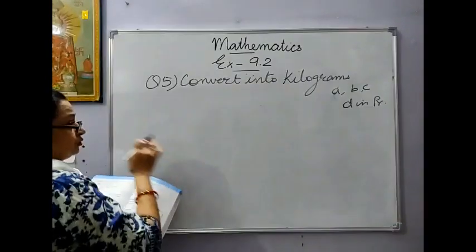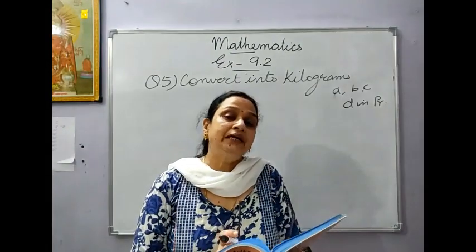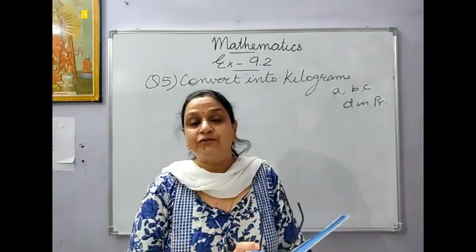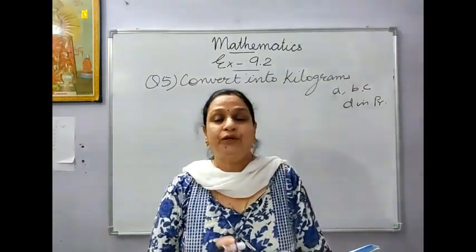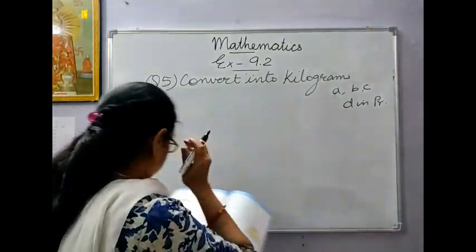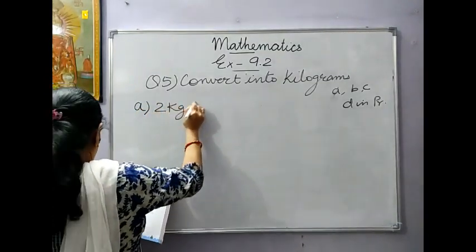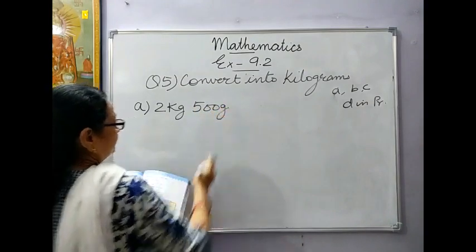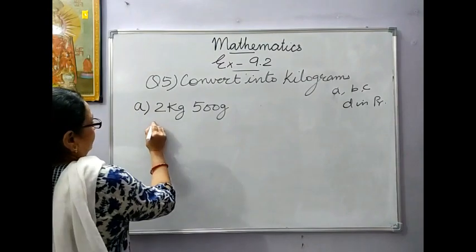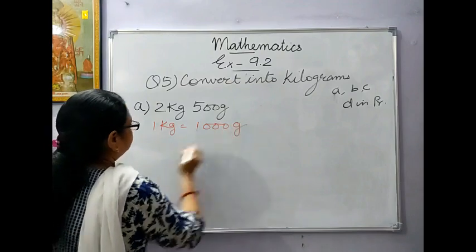Okay, I'll quickly show children the method in these sums is same. Only you have to be careful about whether we have to use 100, tens or 1000 and putting of the decimal, only that. Otherwise all the sums are same. Okay, so first A sum, 2 kg 500 gram. Again, first of all we will write the relationship. 1 kg is equals to 1000 grams.